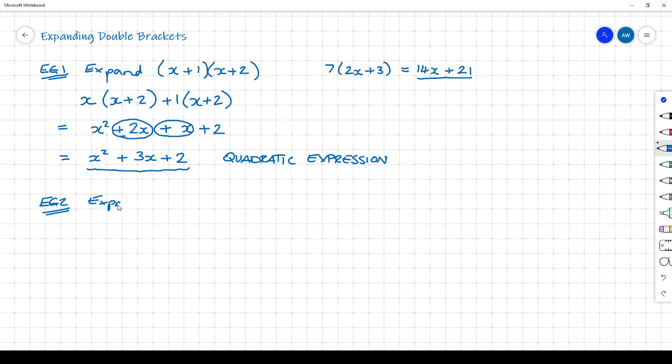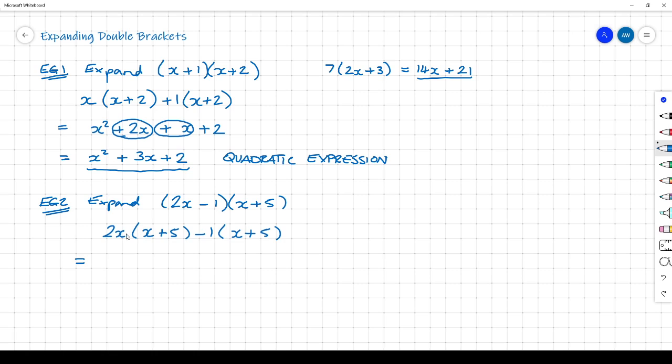Expand 2x minus 1 times x plus 5. We'll put a negative in there for a change. Everything in this second bracket, x plus 5, must be multiplied by everything outside it, which is the 2x and the minus 1. So we break this up: 2x multiplied by x plus 5, and then the minus 1 multiplied by x plus 5. I'm making sure that everything in this bracket is multiplied by everything outside it, which is two things, the 2x and the minus 1.